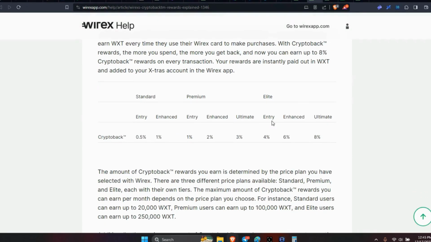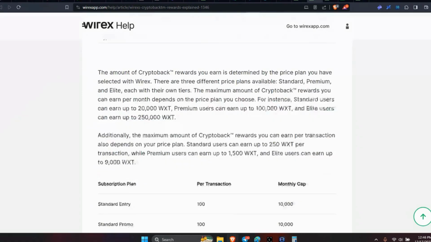Man, so here it goes. Okay, so it depends on the plan that you're on. The standard plan is 0.5%, and 1% premium, anywhere from 1 to 3. Then the elite plan is from 4 to 8%. The amount of crypto back rewards you earn is determined by the price plan you have selected with WIREX. There are three different plans, the standard, premium, and elite, each with their own tiers. The maximum amount of crypto back rewards you can earn per month depends on the price plan you're in. For instance, standard users can get 20,000, premium can get 100,000, and elite get 250,000.